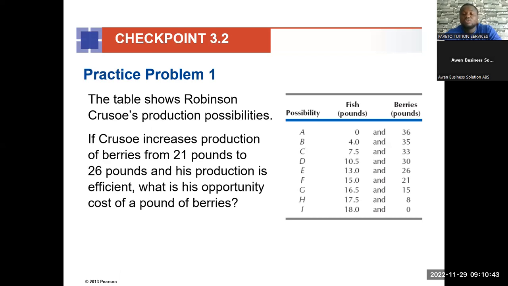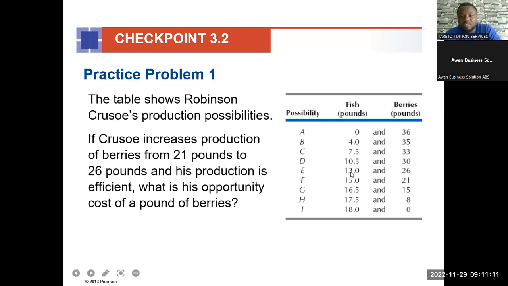Okay, so how do we do this? It means we are moving from point F to point E, right? So what is going to be the change in pounds of fish? That will be 13 minus 15, right? So we'll have minus 2. Of course, it will be minus, but then we just ignore it. Change is new minus old. So the decrease in the pounds of fish will be 2.